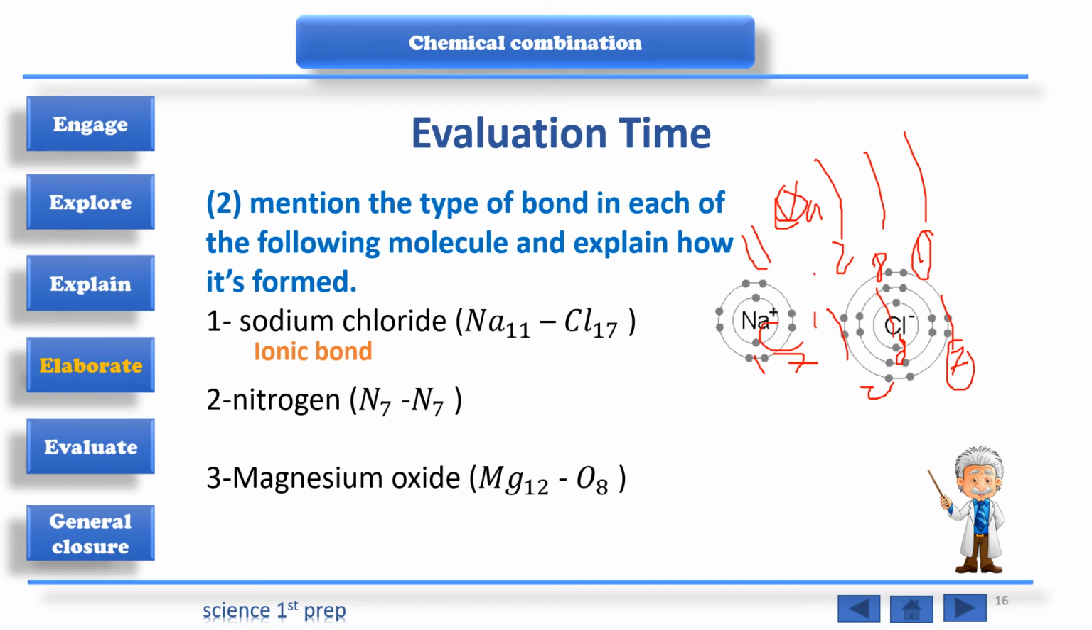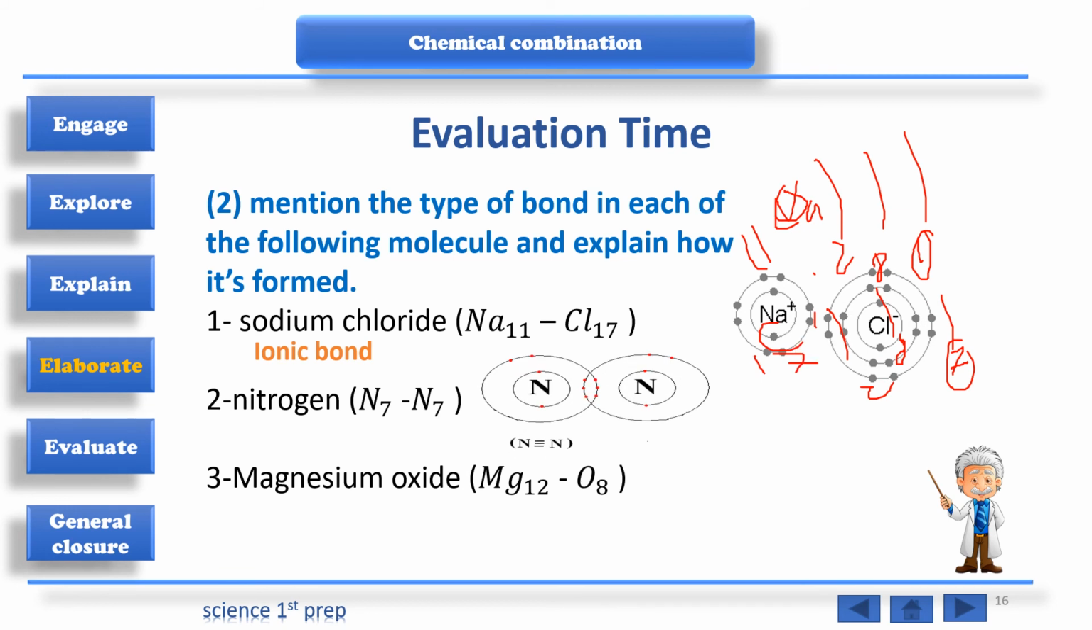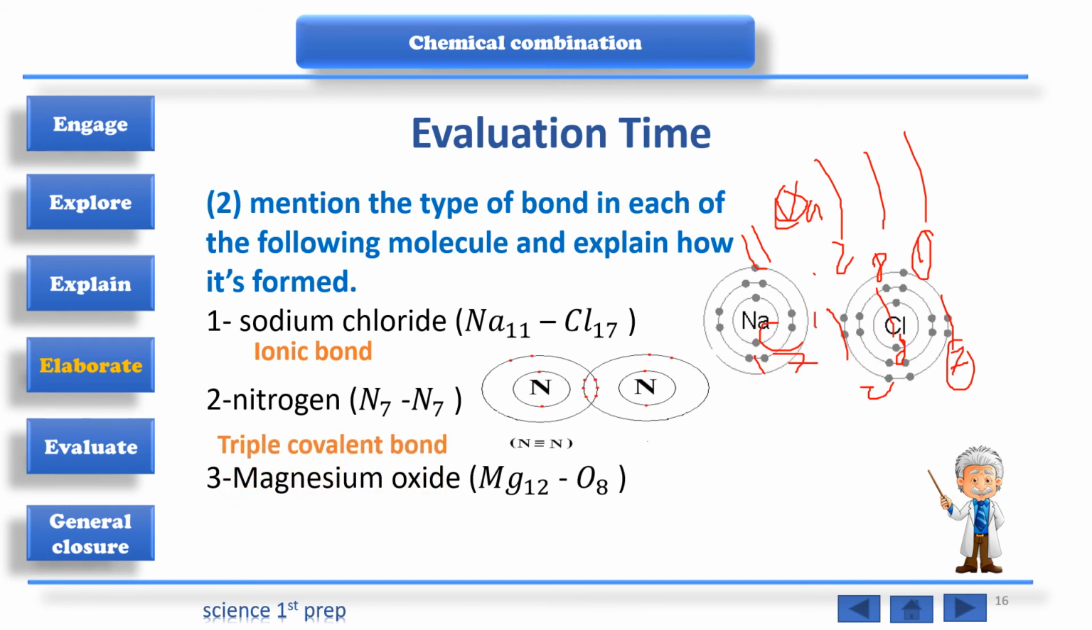Okay, and nitrogen, N2. This is non-metal and this is non-metal, so this is a bond between two non-metals. What is it? Yes, covalent bond, triple covalent bond. Because each atom shares 3 electrons to complete the outermost energy level, so it's a triple covalent bond.